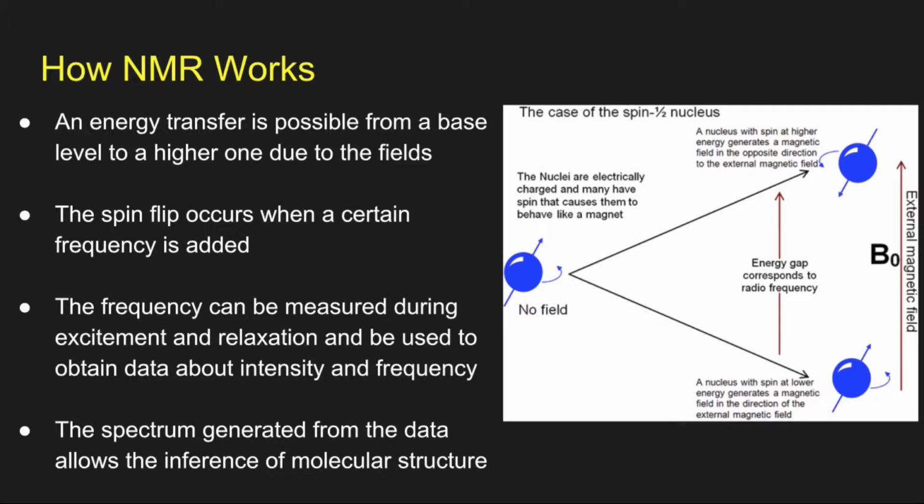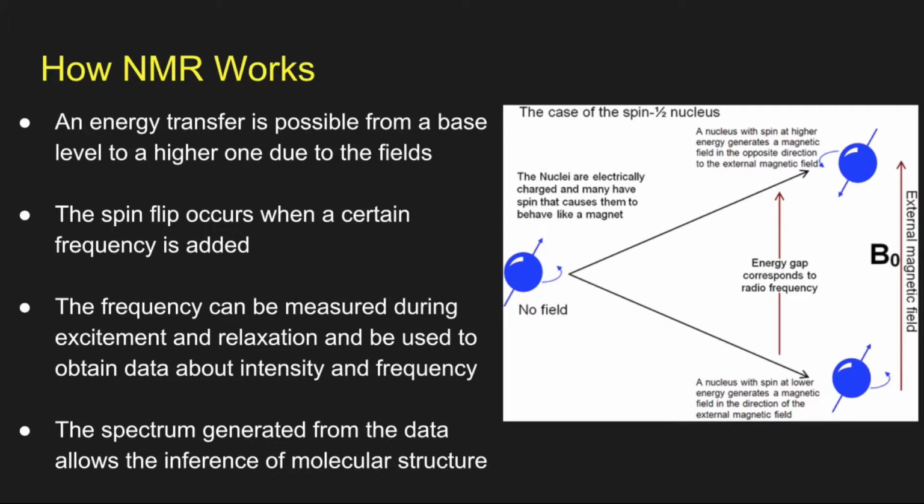When this occurs, an energy transfer is possible because the interaction creates a split of nuclear energy levels. When the nucleus spins in a direction that creates a magnetic field opposite to the external magnetic field, it is at a higher energy level than when it spins and creates a magnetic field in the same direction as the external magnetic field. When the nucleus flips from the opposing direction to the same direction as the external magnetic field once radiation is added, energy is released.